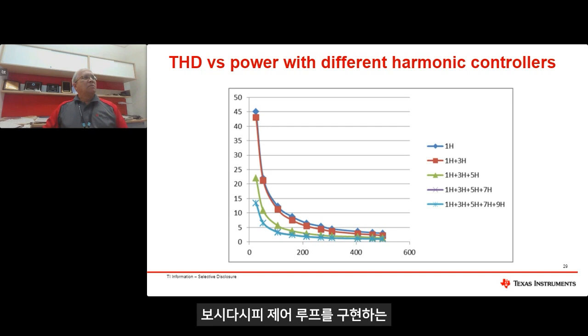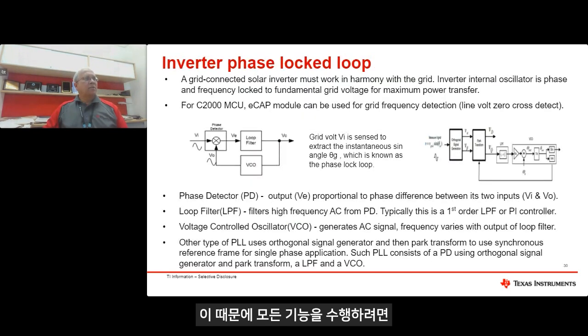So you can see a lot of computation and calculation is done by the microcontroller that implements the control loop, and because of that, a microcontroller with significant processing power is needed to do all the functions.